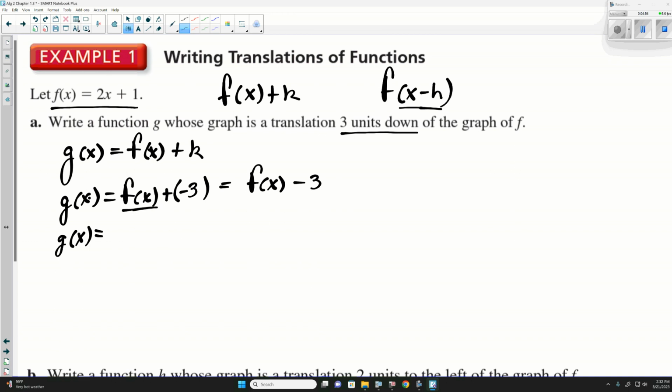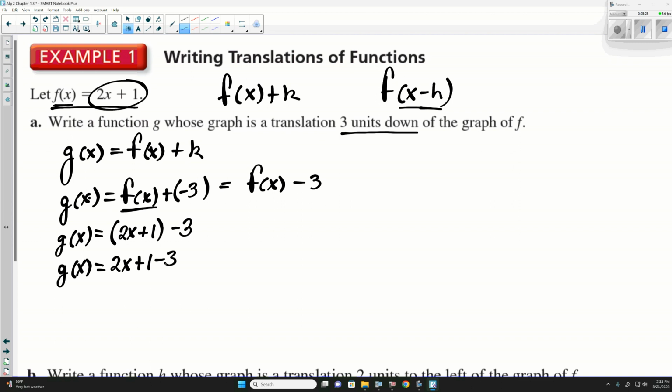Now our next step is we have to apply the function f of x. Since we still just have f of x, well, it told us f of x is what? 2x plus 1. So I can replace f of x with its function, minus 3. Now at this point, we can drop the parentheses, which will just tell us that we have 2x plus 1 minus 3.